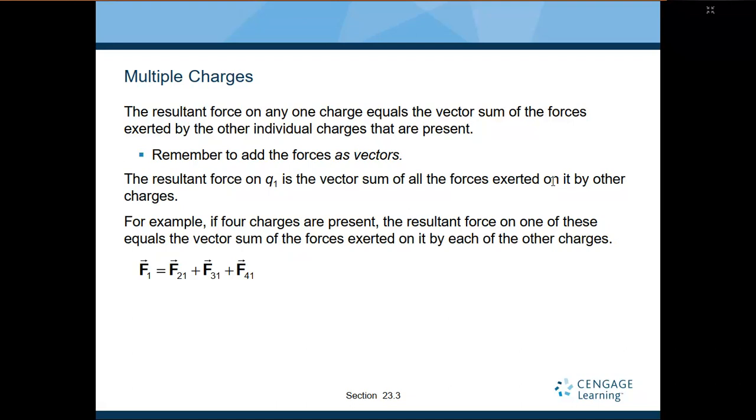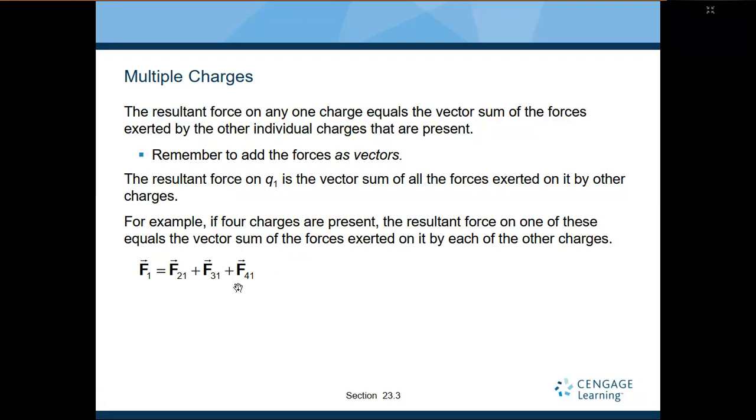Meaning to say, isa-isa. Kukunin mo bawat force experienced on Q1 due to the several charges present sa kanya. That is why, if you want to find the resultant force on Q1, it is denoted mathematically as F1 is equal to the vector sum of F21 plus F31 plus F41. If you have several charges, you have F51, F61, and up to Fn. Yan yung sinasabi natin na multiple charges.